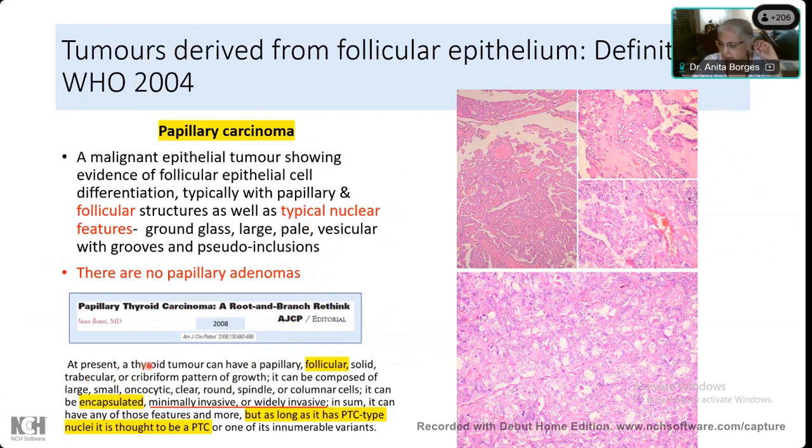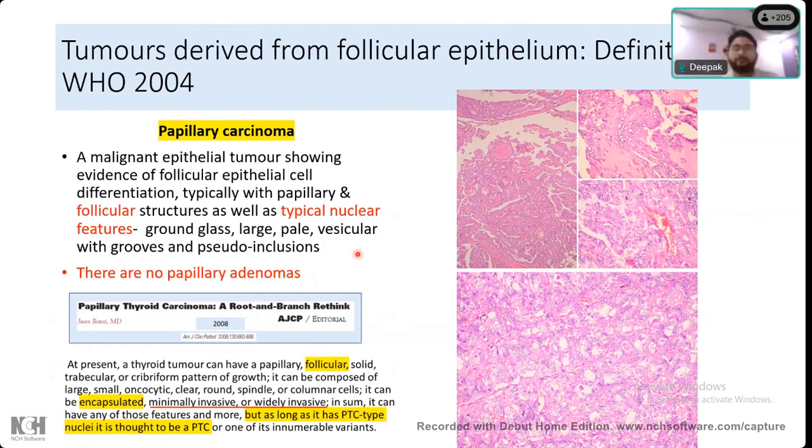And Juan Rosai, he passed away 2 years ago, but he was the doyen of surgical pathology. And he said, at present, a thyroid tumor can have papillae, follicles, solid, trabecular or cribriform patterns of growth. It can be composed of large, small, oncocytic, clear, round, spindle, or columnar cells. It can be encapsulated, minimally invasive, or widely invasive. In some, it can have any of these features and more, as long as it has what are called PTC type nuclei. All right, Deepak?